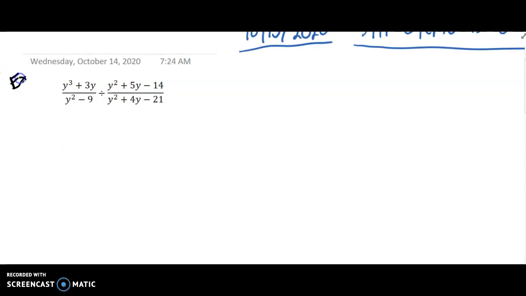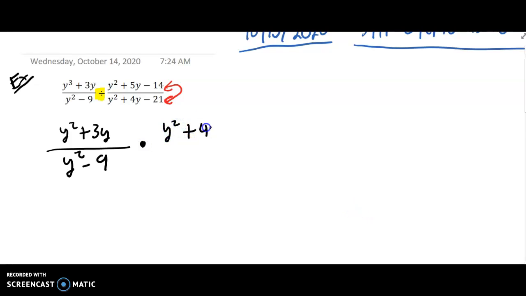Make sure that you pause and write the original problem. All right, I see a division sign. So right off the bat, I'm just going to do a keep, change, flip and get that out of the way. So we're going to keep the first fraction exactly the same. We're going to change division to multiplication, and we're going to flip our second fraction.